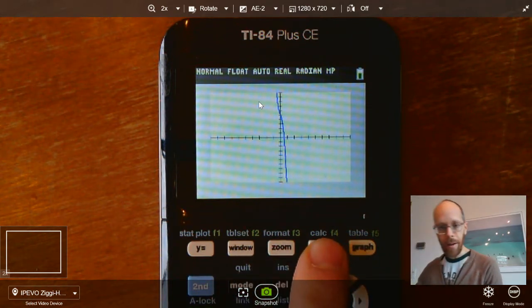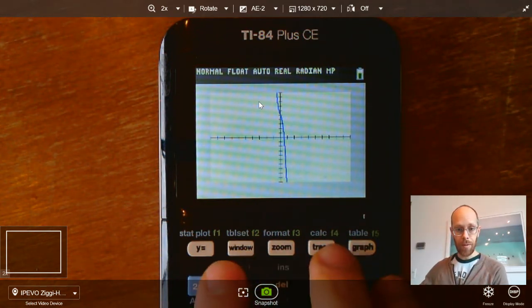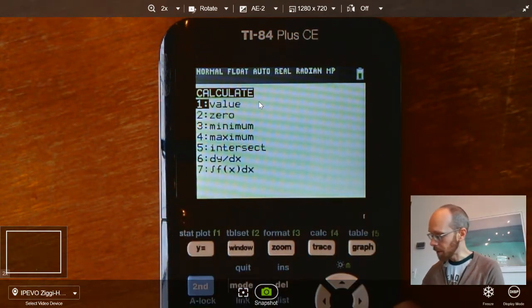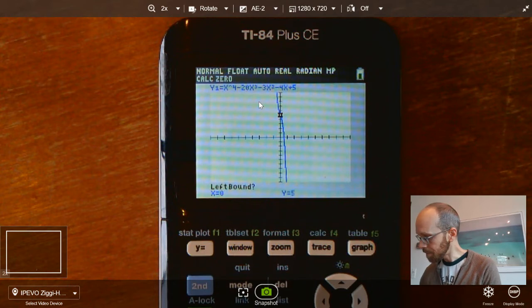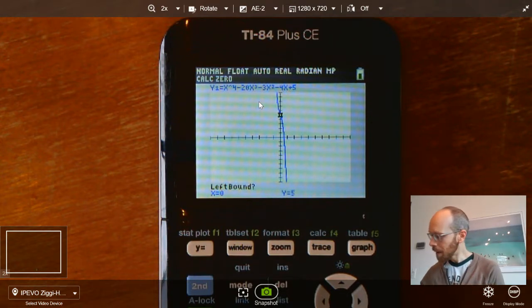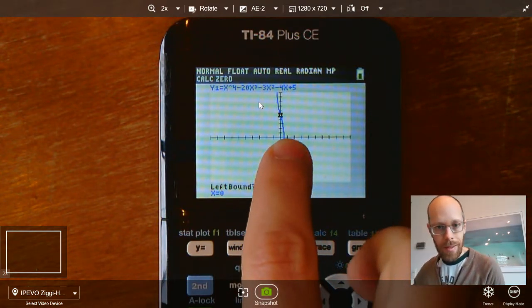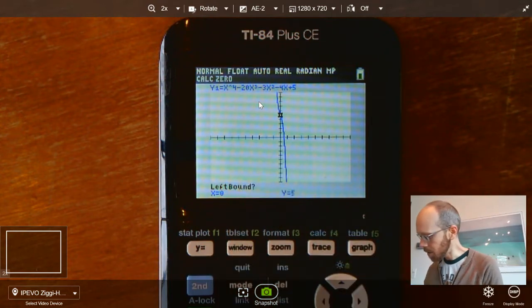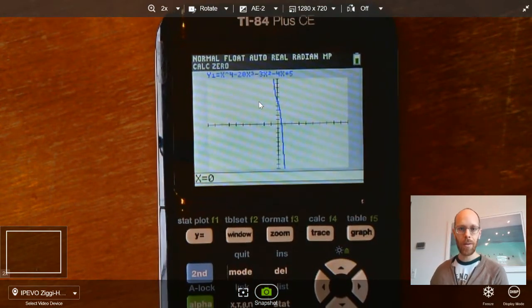It's here under the calc menu. You're going to hit second, calc, and then there's going to be an option called 0. So let's hit enter. It's going to ask us for a left bound, then a right bound, and then a guess. The reason it's doing that is there may be more than one 0 to the function, and it's not sure which one you're looking for. In this case, I can see that our 0 is somewhere between 0 and 1. So I'm going to say that my left bound is at 0.